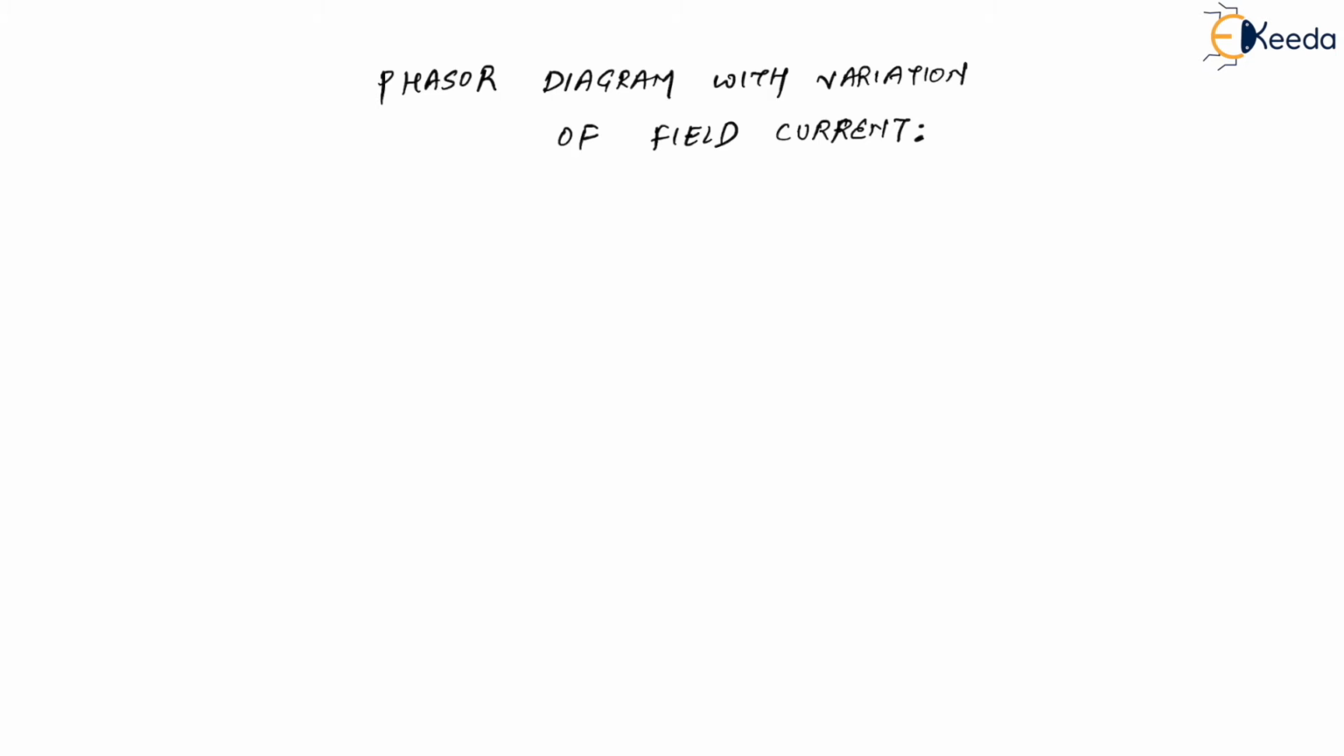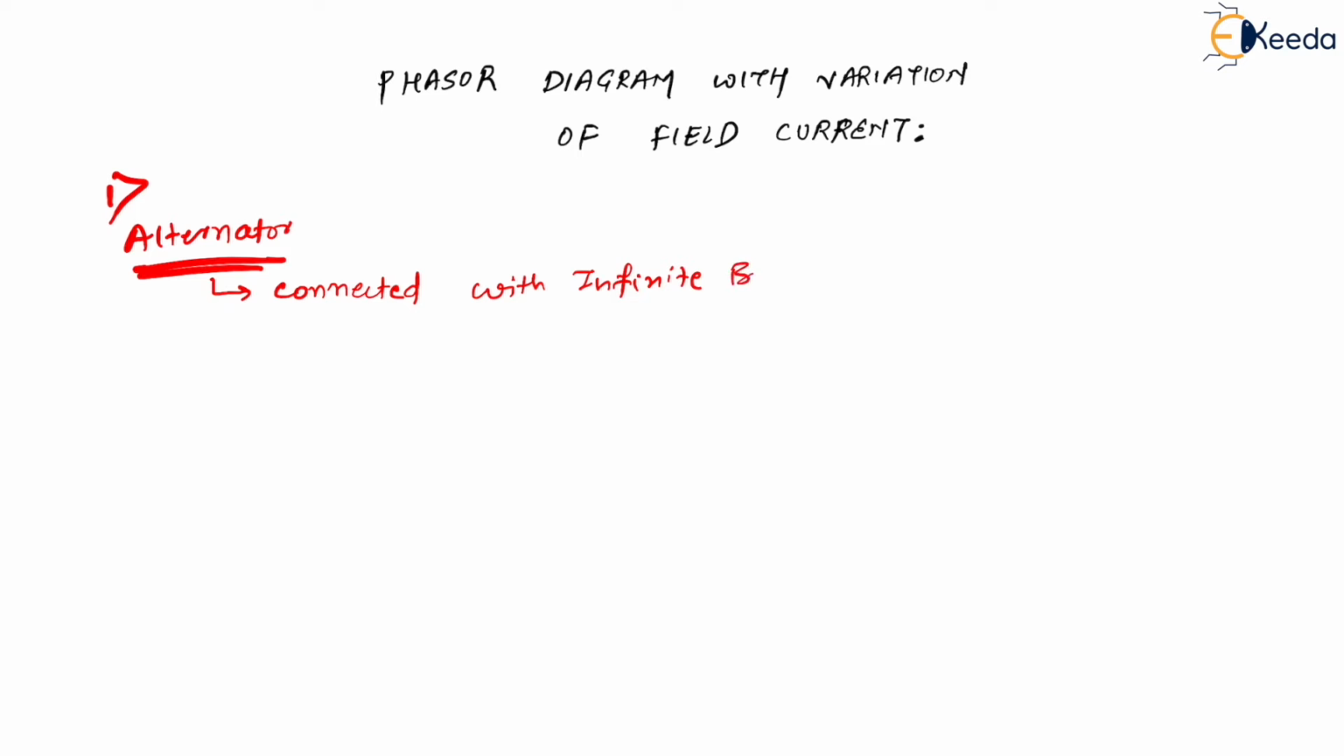So now let us start with the alternator. Because we are trying to say this for the alternator first, let us try to do that. First case: let me consider that this alternator is connected with an infinite bus, number one. Just remember these particular things. Second, it is operating at a lagging power factor.